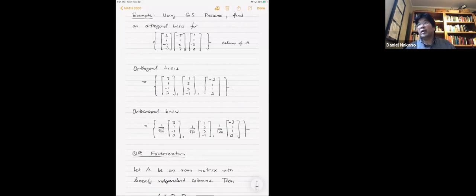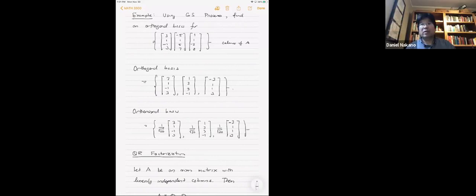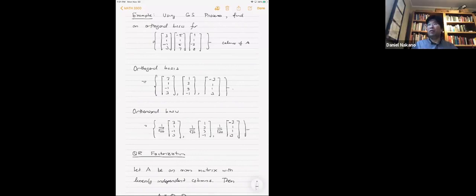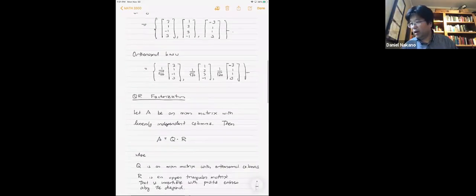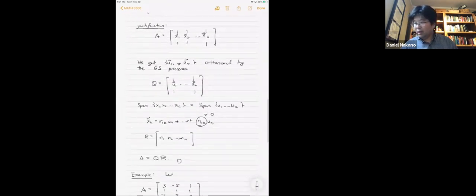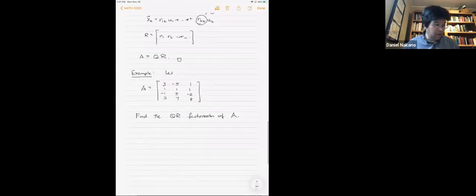So what should we make the columns of Q? Is it the ones in the orthogonal basis or the orthonormal basis? Orthonormal. Okay. So we want it to be an orthogonal matrix, so it has to have orthogonal columns and rows, right?